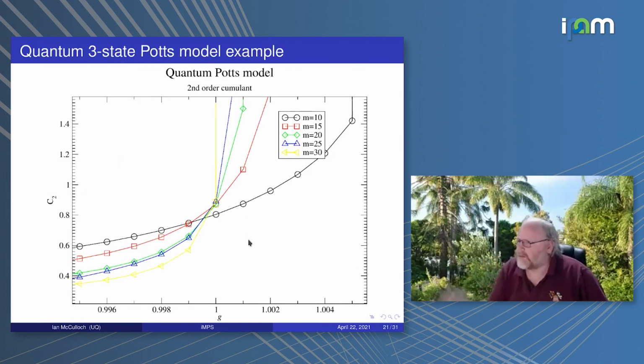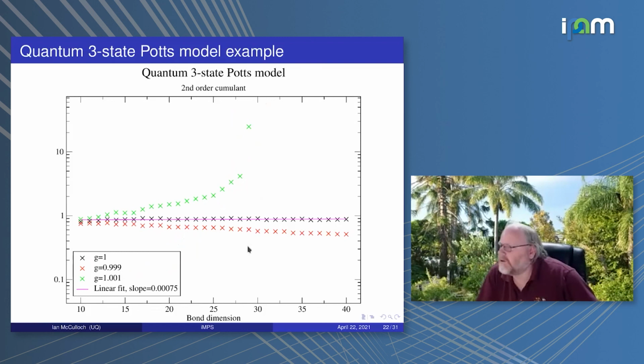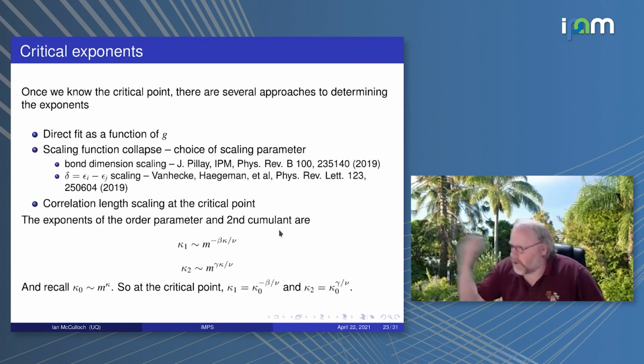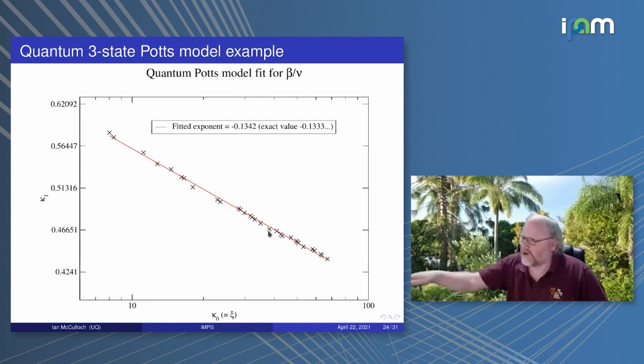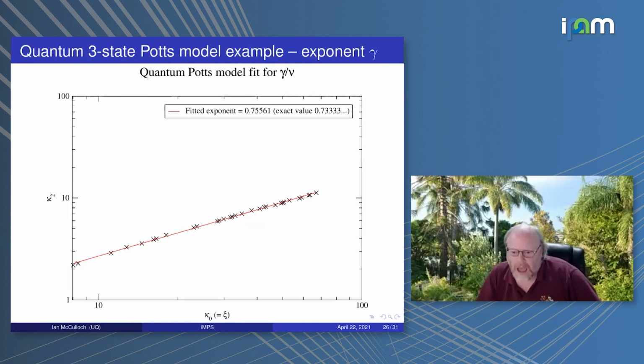Since I'm basically out of time here, I'll just flash up a couple more slides. We also did some examples for the quantum Potts model, the 3-state quantum Potts model, which is slightly less trivial than the Ising model. We also see very nice results in this case. And we can also use the scaling of these to find some critical exponents just by fitting kappa 1 versus kappa naught and so on. And that's really the key point I was going to show.